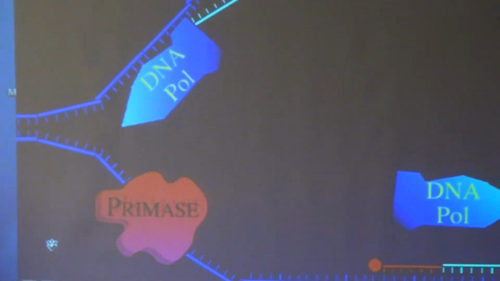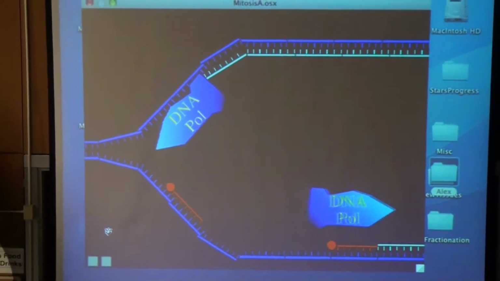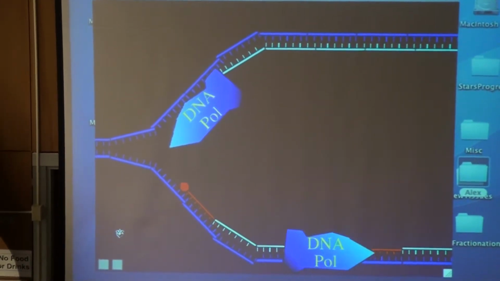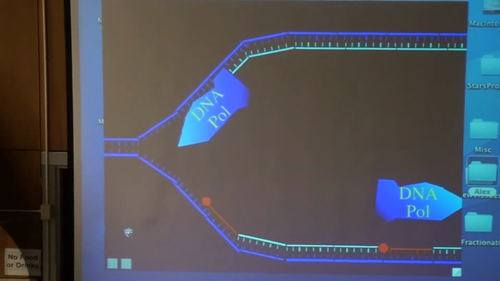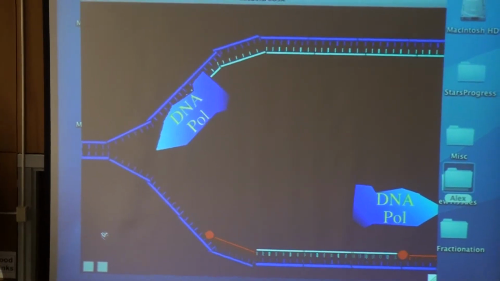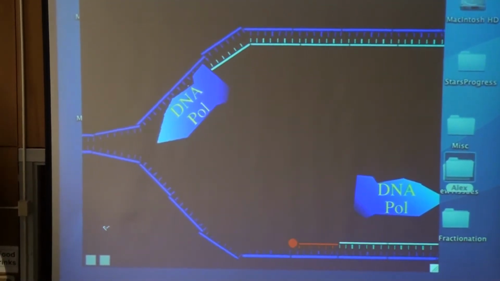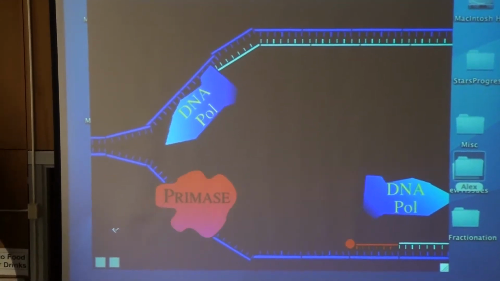And those Okazaki fragments, which are the light blue-colored ones on the bottom strand, on the lagging strand, will eventually be joined together into one continuous piece of DNA strand after those primers are stripped off and replaced with DNA and ligase has joined them all together. All right. Sound all right?